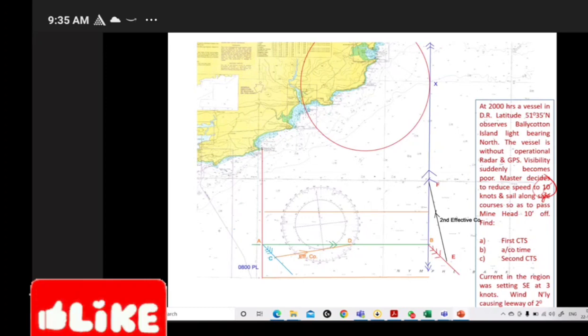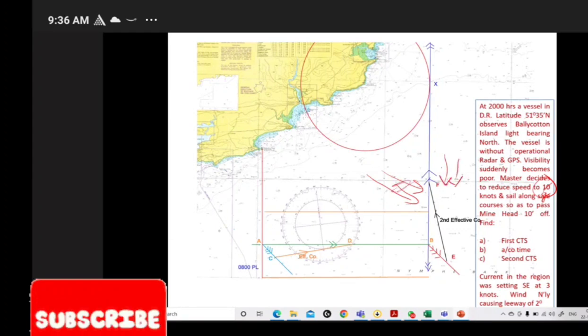On this, you will again counteract leeway and wind. Northerly wind, sorry, northerly wind would be like this. Correct, guys? So this time, your course will be increasing by 2 degrees, right? For the second CTS you will add 2 degrees to the effective course. Right. Is this method, the process until now based on this question, clear to everybody?